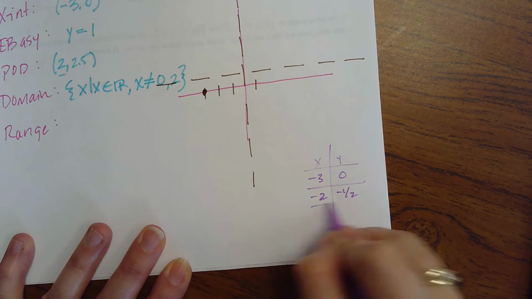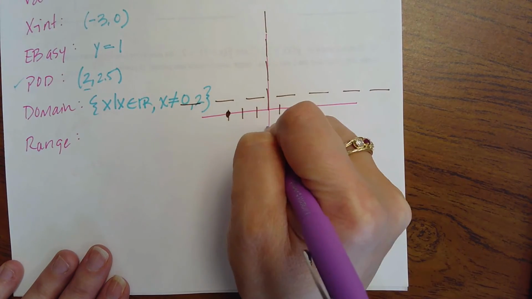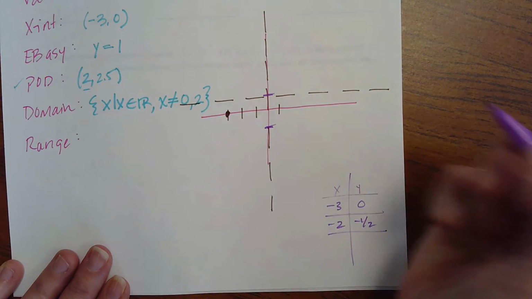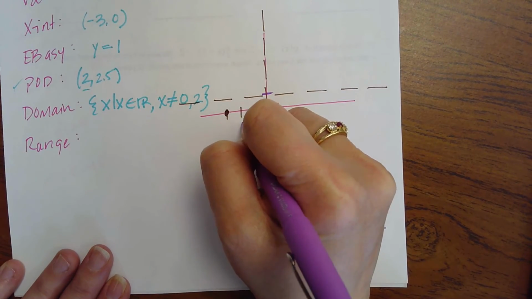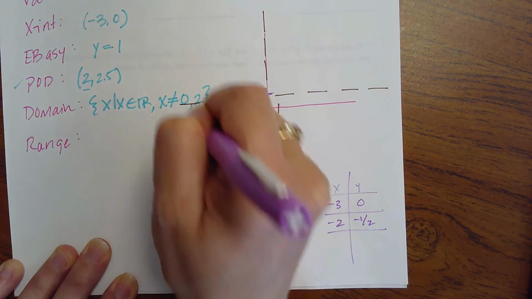So again, I know that you can use your calculator on this. I really don't think you need to. I would actually encourage you to not use a calculator, just so that you get in the practice of doing so. So -2, -1/2 would be about right here. That gives me my 2 points for this branch, so I'm going to go ahead and sketch it in there.